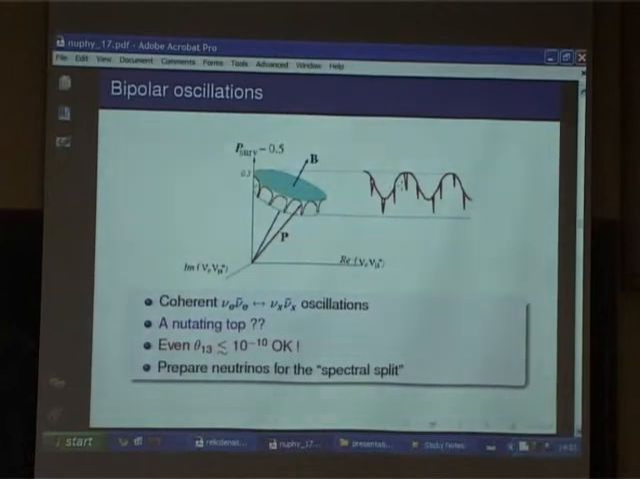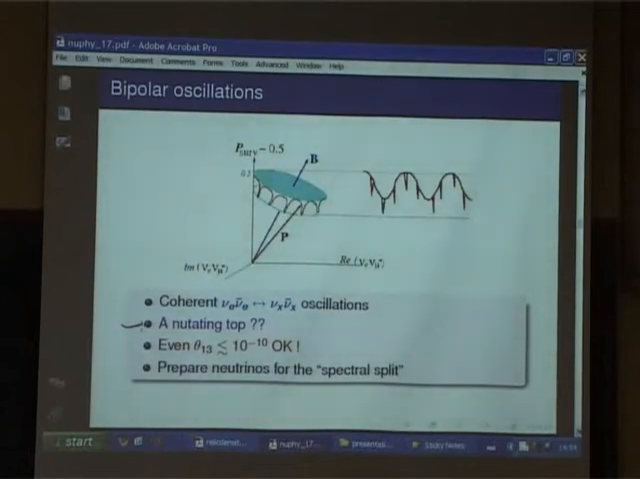Very strange phenomenon, never seen before, but it actually happens this way. How exactly you go from the synchronized regime to the bipolar regime is still an open question. This is actually what it is. So what are the effects? Firstly, it looks like a rotating top, as I mentioned.